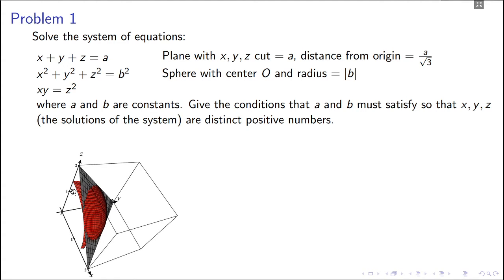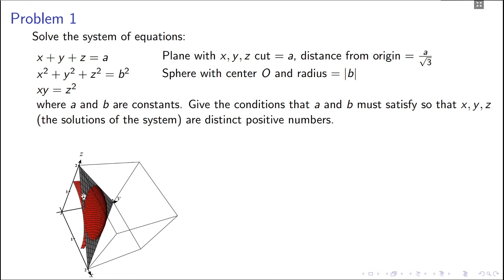So if a solution exists, what should be the minimum condition? So this distance of the plane. If the plane becomes tangent to the sphere, then there will be just one solution, right? And if the distance of the plane increases beyond the radius of the sphere, then there's not going to be any solution at all. So one condition is that a by root 3 should be smaller than mod b, right? So in order to have an intersection.